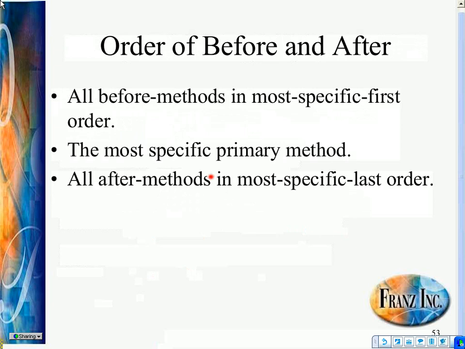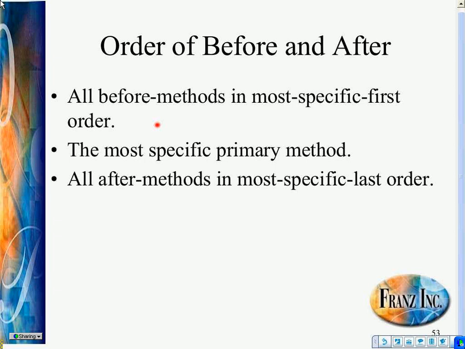The order of before and after methods. Now, it is going to run all the before methods defined on a class and all of its superclasses, and it will run all the before methods, the most specific before method first, and then all the way through to the least specific. So we have position, which is a subclass of standard object and subclass of T. If you had a before method on T, a before method on standard object, and a before method on position, then it would run the one on position first, then the one on standard object, then the one on T, and it would run all three of them, which is different from the primary method.